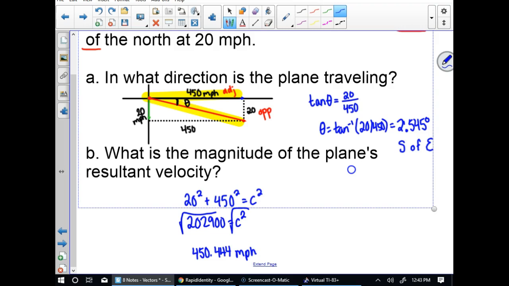Didn't make a huge difference on your speed there at all. But especially if this was early on in the trip and that wind persisted, it could make a pretty big difference in how far you're off, if you're off 2.5 degrees and you're going a long ways. So then, of course, it would be up to the pilot or the computers running the plane to correct that.